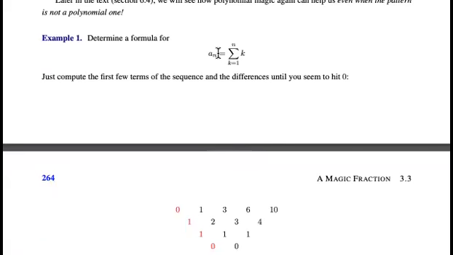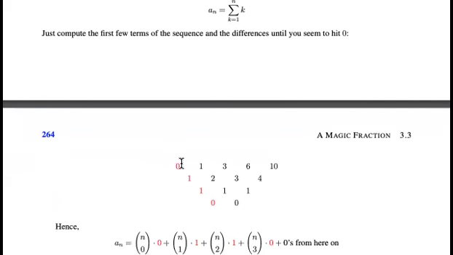Here's another one. What if we have this? We're adding up the first n counting numbers, starting at 1 and going up to n. That's what this is. Let's write out what this sequence looks like. For the first one, 0, 1. When n is 2, we're adding up 1 plus 2. When n is 3, we're adding 1 plus 2 plus 3. When n is 4, we're adding 1 plus 2 plus 3 plus 4, so we're getting 10.